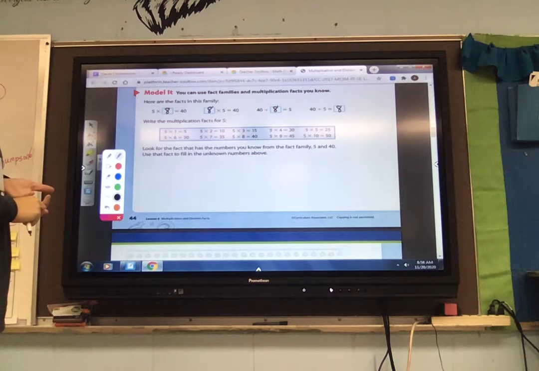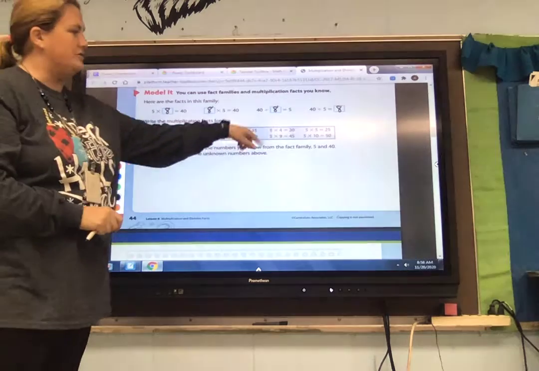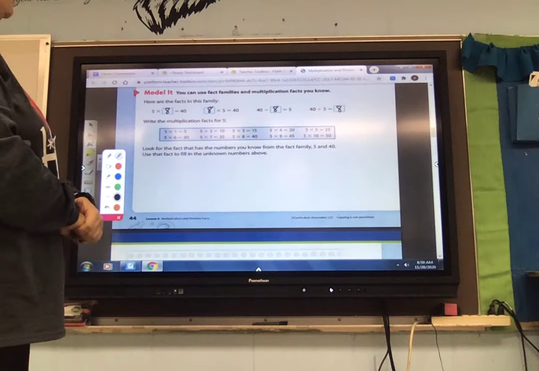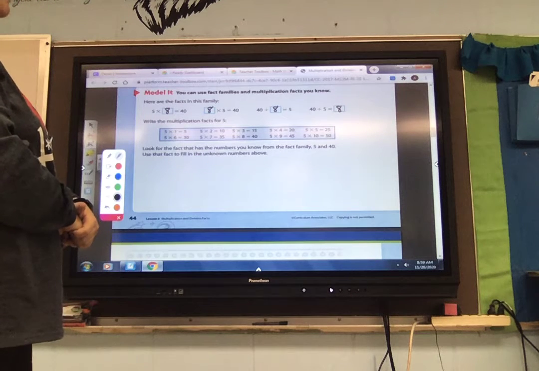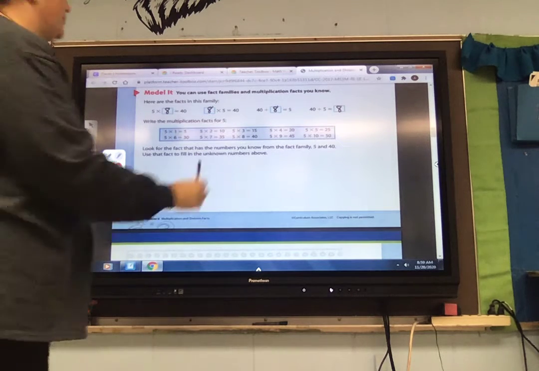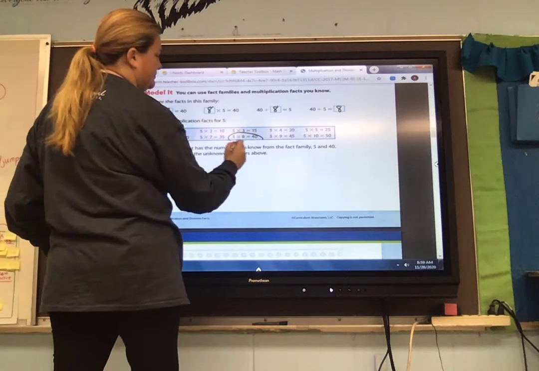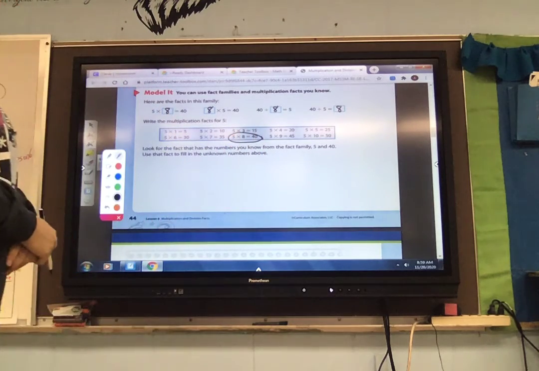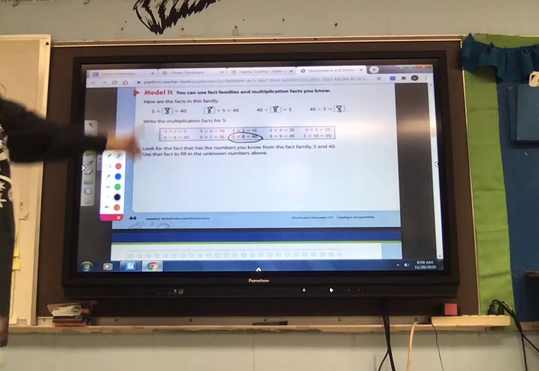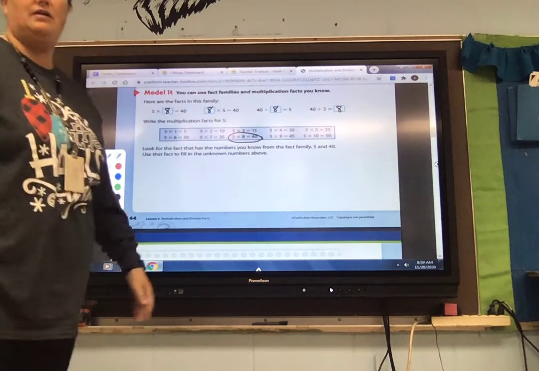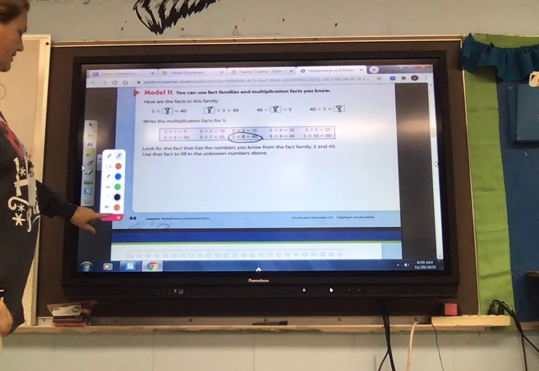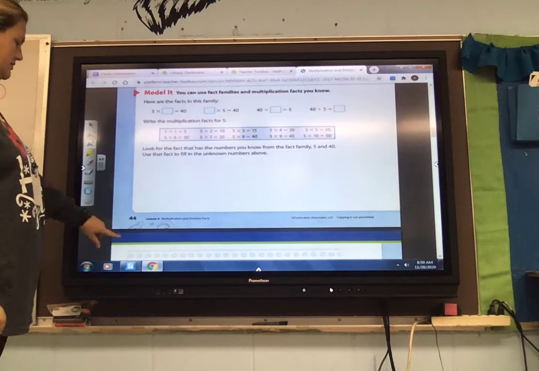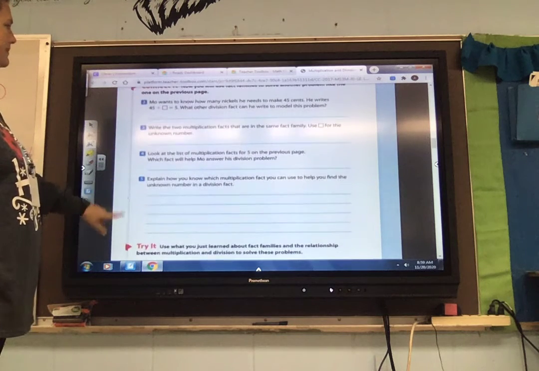Write the multiplication facts for 5. So they did that. There's all my 5s. Look for a fact that had the numbers you know from the fact family, such as 5 and 40. So let's circle that one. 5 times 8 is 40. Use that fact to fill in, and that's what we just did. We filled in all of those boxes with that missing family member. Okay, let's go ahead and go to page 45.